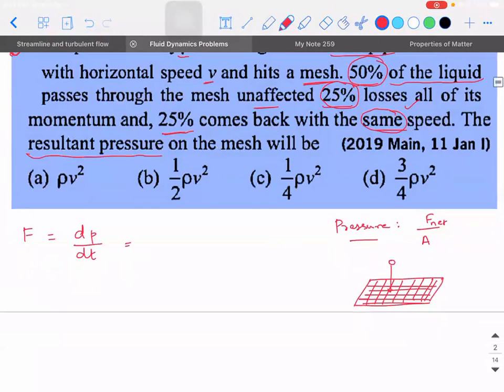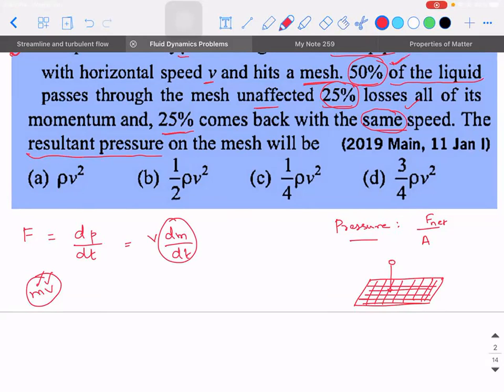So linear momentum depends on two quantities, mass and velocity. My question is, out of the mass and velocity, which parameter is actually responsible for the momentum to change? Velocity? Here it is not velocity, here it is mass. Correct? So it will be V into dm by dt. This is what I'm trying to say. So here it is an example of variable mass. It is not an example of variable velocity.